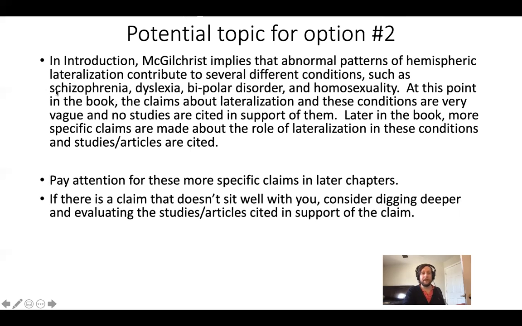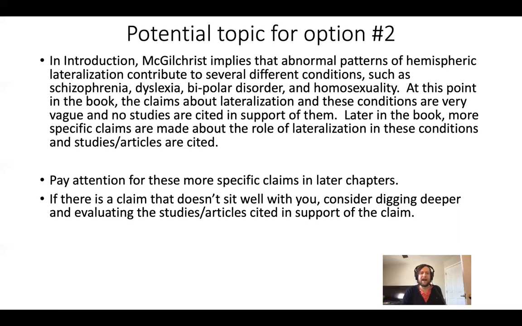Gazzaniga, for instance, has been on record saying that he does not think that hemispheric lateralization is that important to schizophrenia. To me, it seems quite controversial that you would say that sexual orientation is related to hemispheric lateralization. When you hear these claims, they might rub you the wrong way, or you might think, I'm not sure I buy that. If that happens as you read the book, what you want to do is find the parts in later chapters where he's making these specific claims and providing citations.